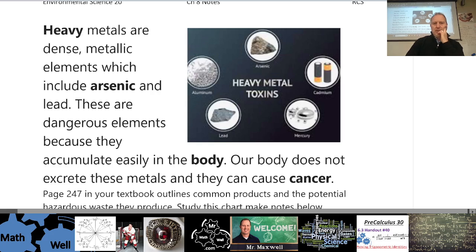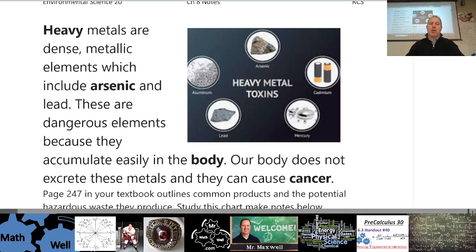These are dangerous elements because they accumulate easily in the body. Mercury, cadmium, remember I mentioned that? They accumulate easily in the body and they're very difficult to get rid of. Our body does not excrete these metals and they can cause cancer and all sorts of problems. Brain problems: you get these metals deposited into your brain and it starts to affect how your brain works.